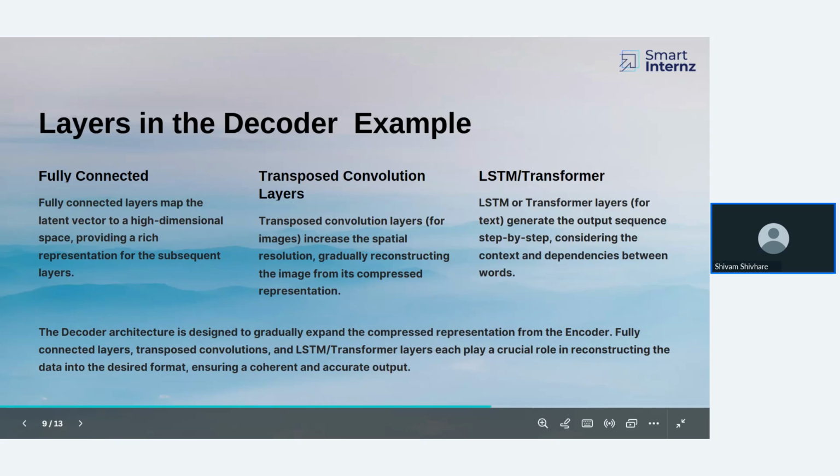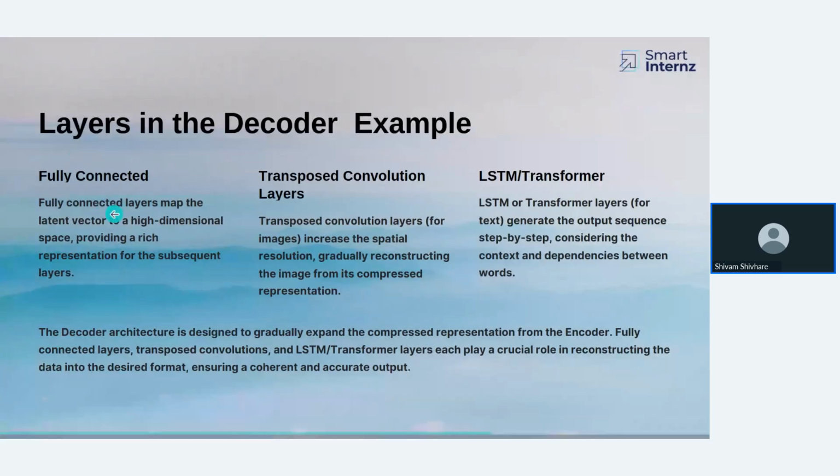Fully connected. What is fully connected? Every pixel of the image is connected to a neuron in a single vector. Using that, we use transpose layers or convolution layers, or else, if it is text data, they use LSTM. Okay.